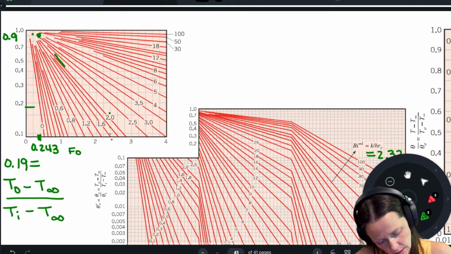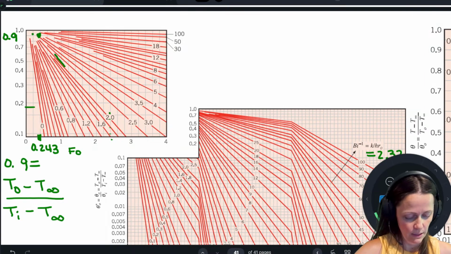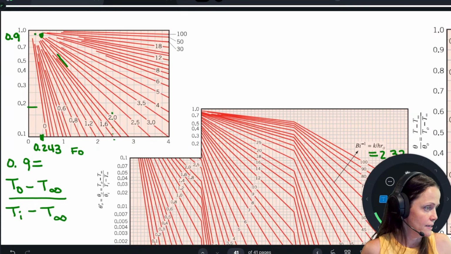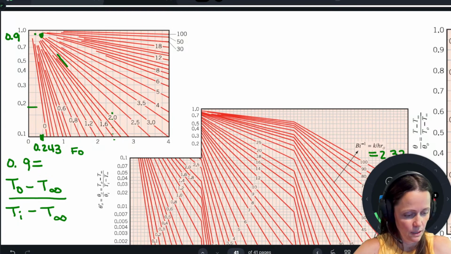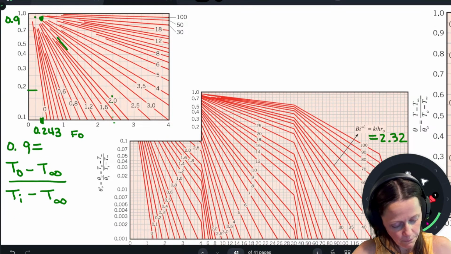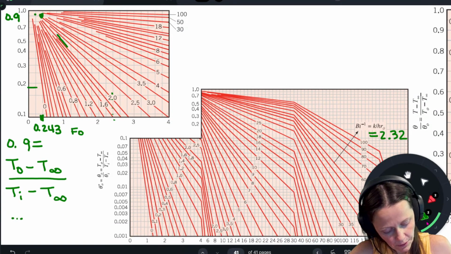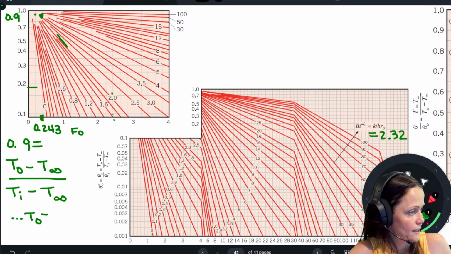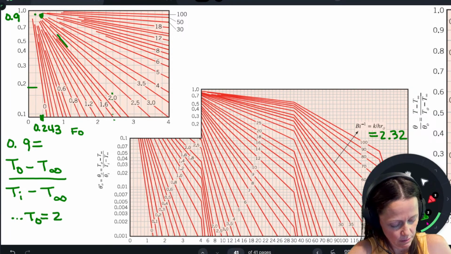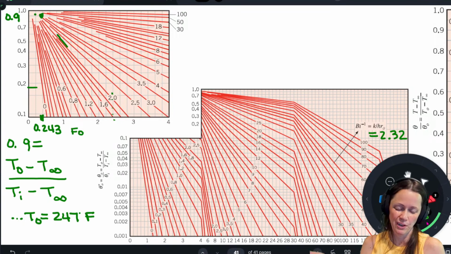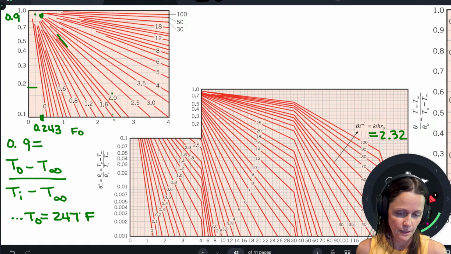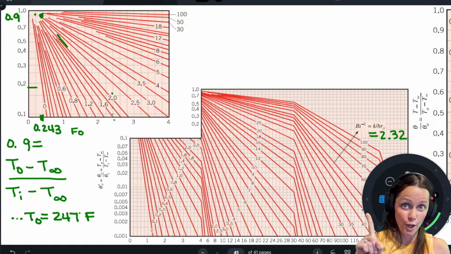Let's get rid of this. Get rid of that guy. So if I used 0.9, I think that improves things dramatically. Much better. I would have calculated a T naught of 247 degrees Fahrenheit. And if we did it analytically, we got 228, so pretty close. Pretty close.